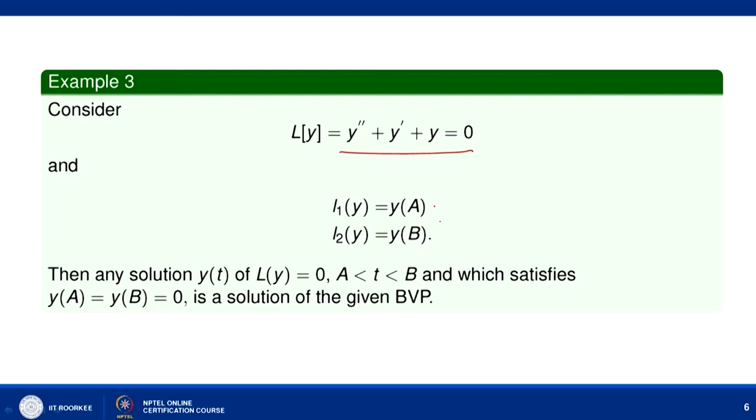In particular, if I take y a equal to 0 and y b equal to 0, we can say that a solution of this satisfying these is a solution of the given problem. So we simply write it as 0. It means that any solution which satisfies this and these conditions is known as the solution of this boundary value problem, and in fact this is a homogeneous boundary value problem.